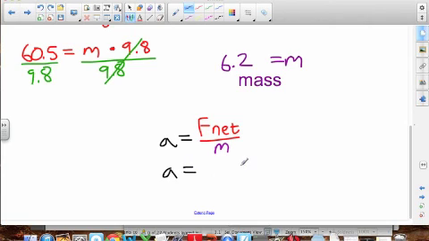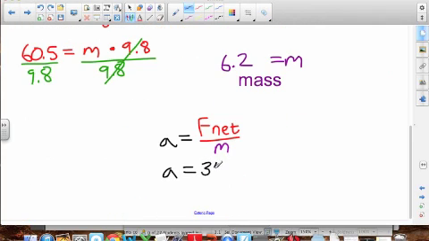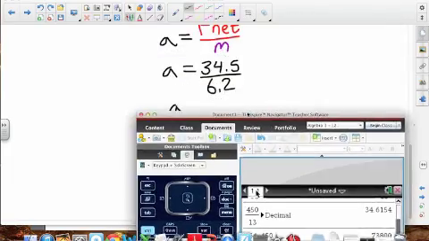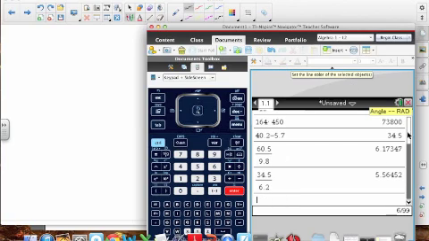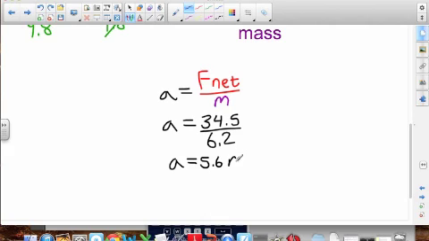The acceleration of that bag of grass is 34.5 divided by the mass, which is 6.2. So the acceleration is 34.5 divided by 6.2, let's round that, 5.6. And the units are going to be meters per second per second.